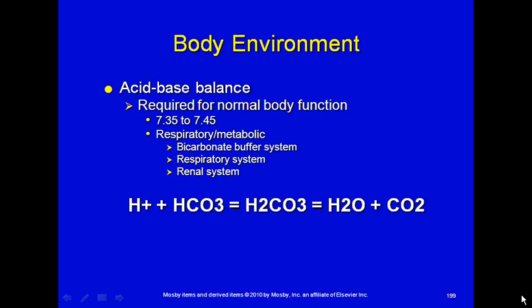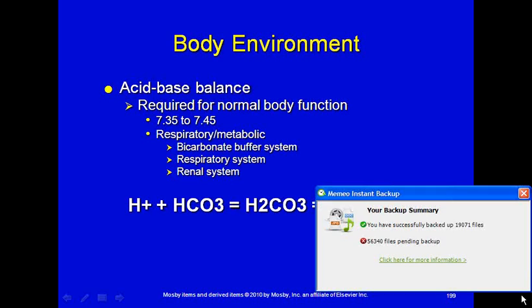Same holds true with the metabolic component, and when we are in discussion of the acid-base balance in great detail, we'll look at ways to determine whether or not the pH that you see, either acidic or alkalytic, is caused by a respiratory problem or a metabolic problem or a combination of both.